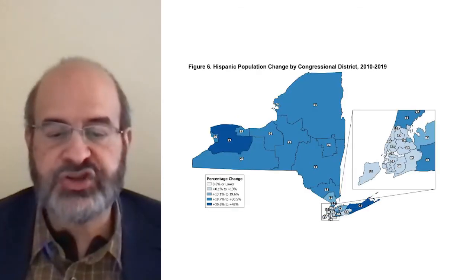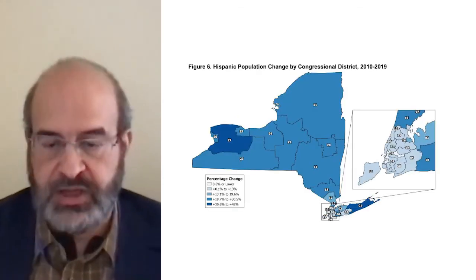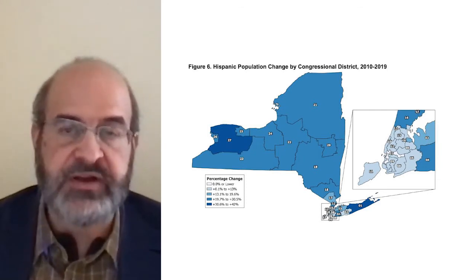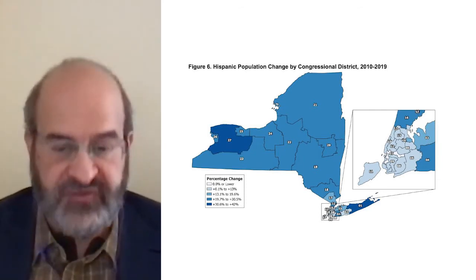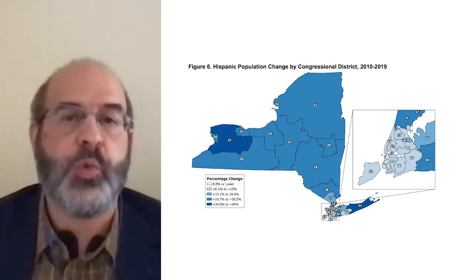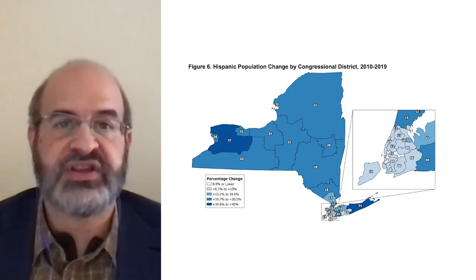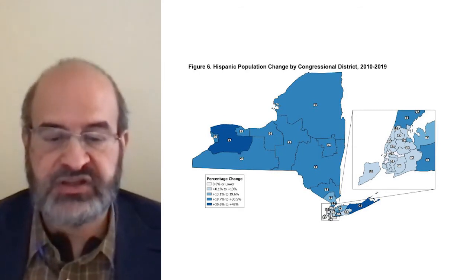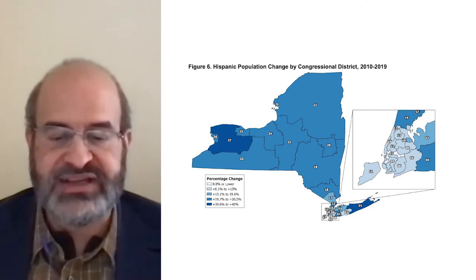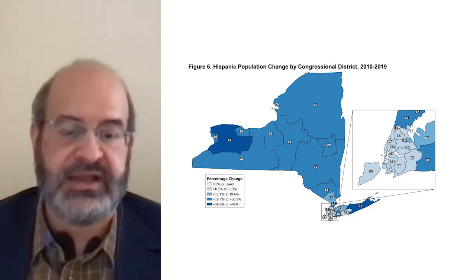The Hispanic population grew in 26 districts across the state, and it decreased in only 1 district, district number 7, represented by Representative Velasquez. Non-Hispanic Asians increased in 26 districts and decreased in 1, also a district represented by Representative Velasquez, number 7. Non-Hispanic Blacks increased in 16 districts and declined in 11.